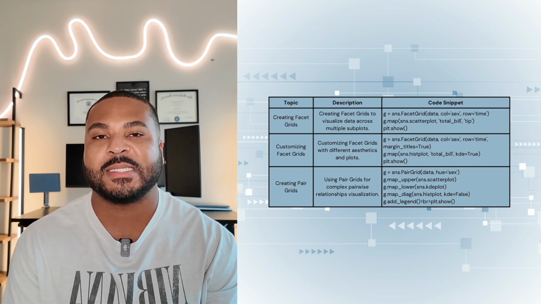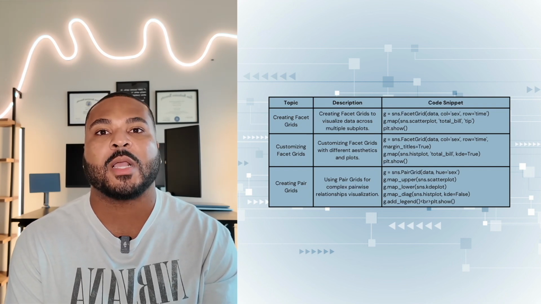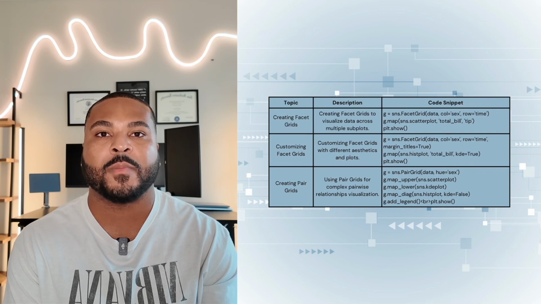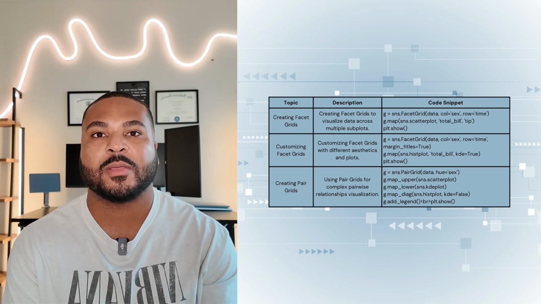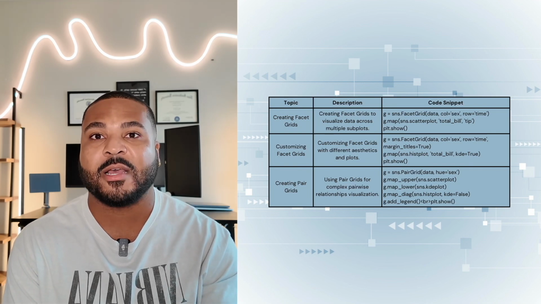Here's an example of a customized Facet grid. We added margin_titles to show the column and row titles clearly. We also use a histogram plot with kernel density estimation, or KDE for short, for each subset of the data.